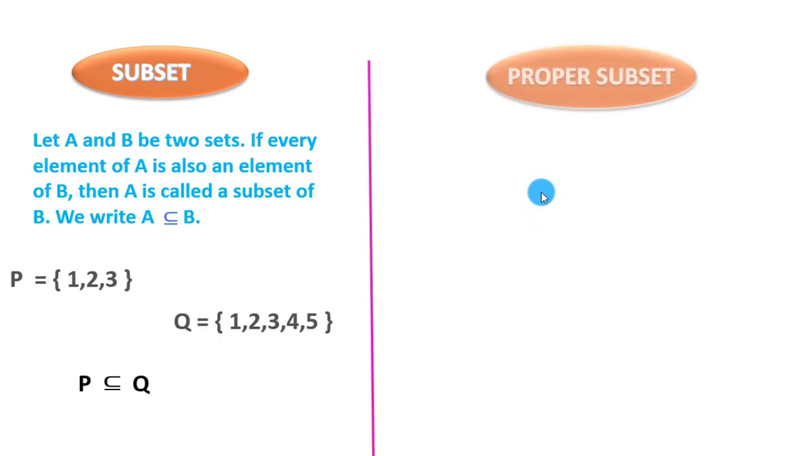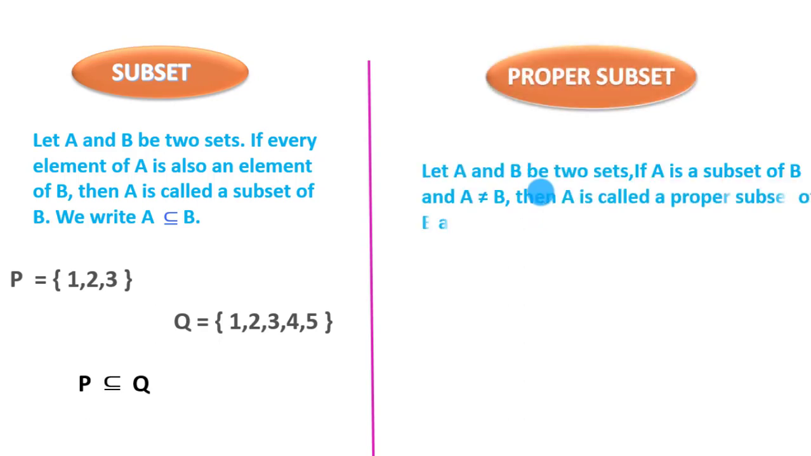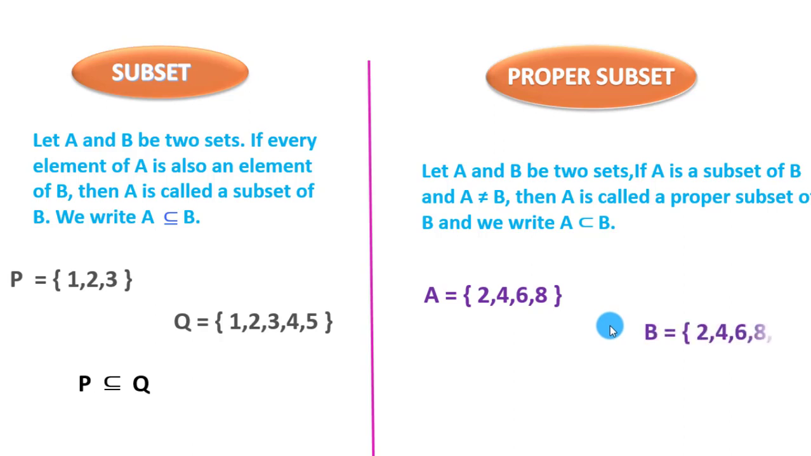Proper subset. Let A and B be two sets. If A is a subset of B and A is not equal to B, then A is called a proper subset of B and we write it as A is a proper subset of B. Let A equal 2, 4, 6, 8 and let B equal 2, 4, 6, 8, 10. Here 2, 4, 6, 8 are present in B, and so is 10. Here the number of elements of A is less than the number of elements in B. So we call it A is a proper subset of B.